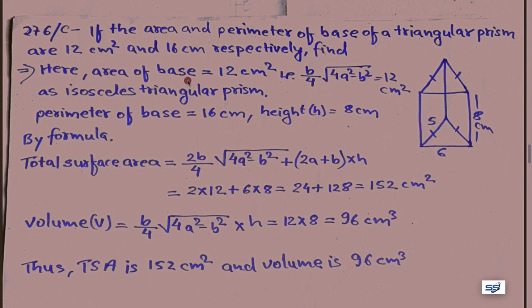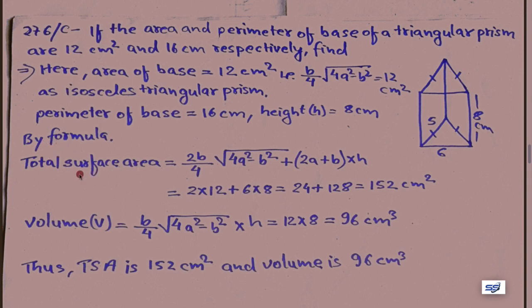Here, area of base is equal to 12 cm square, given in the question. That is b upon 4 root under 4a square minus b square is equal to 12 centimeter square. By formula, using the formula, we get this, as it is an isosceles triangular prism. Perimeter of base is equal to 16 centimeter, height h is equal to 8 centimeter.